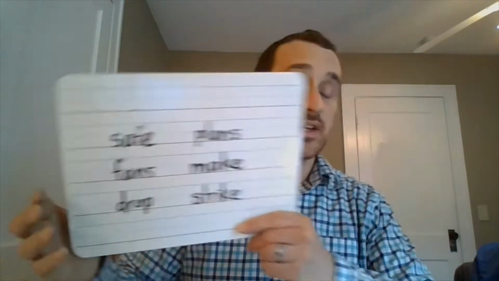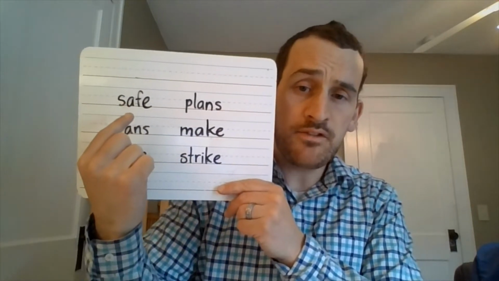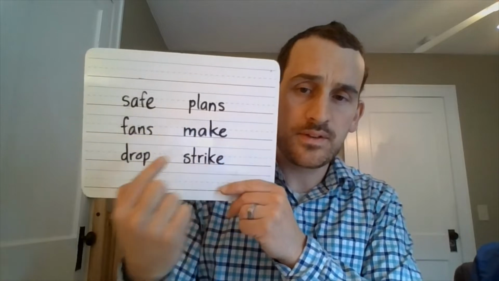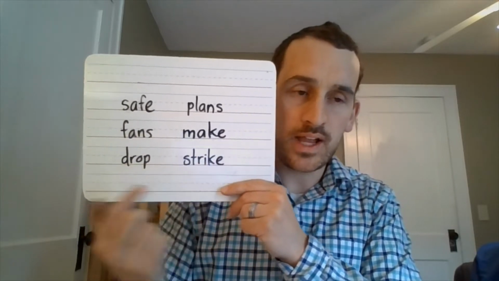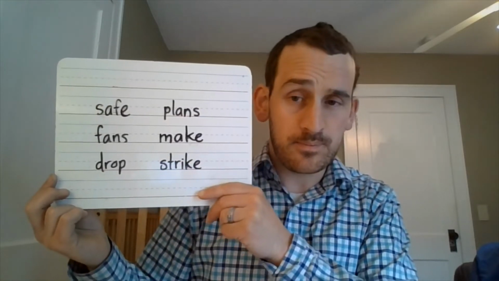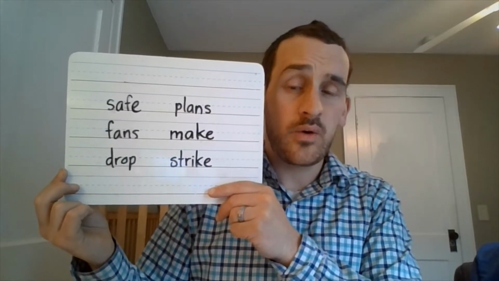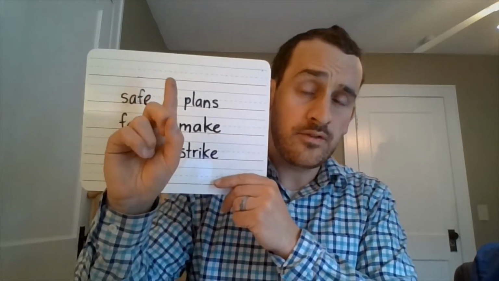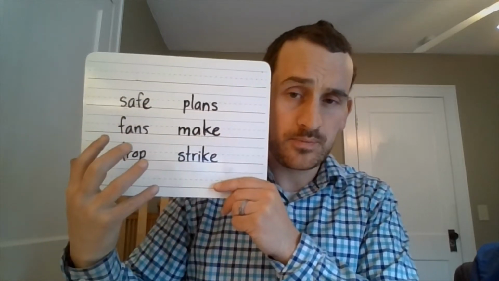Hi, first grade. Today we're going to look at Will is up at bat by taking a look at some different sounds. So here you can see we have the words safe, plans, fans, make, drop, and strike. There are two different kinds of ways we could break these words up. What we want to recognize is how there are one vowel words when these are all one syllable words.